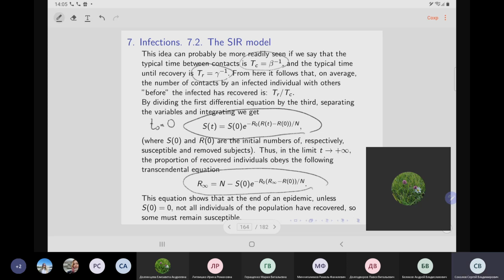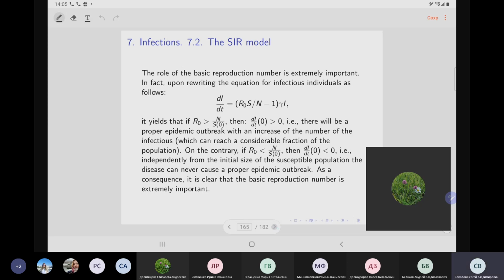And we see it in the historical epidemics when R0 was quite large. The same, there was some number of people who were not sick. What more?